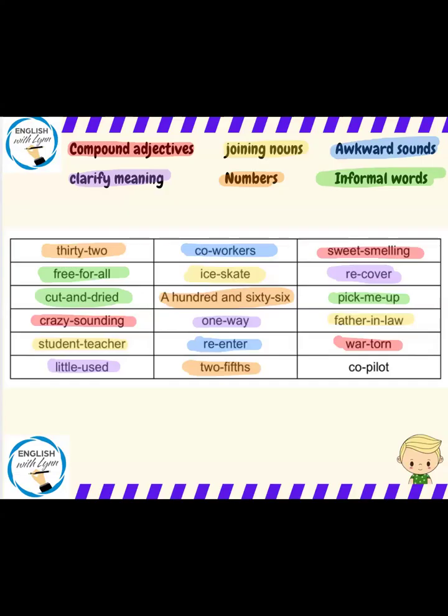And someone has just given me the answer for this. Copilot, it does sound a bit awkward, doesn't it?